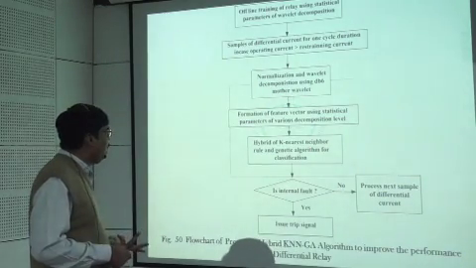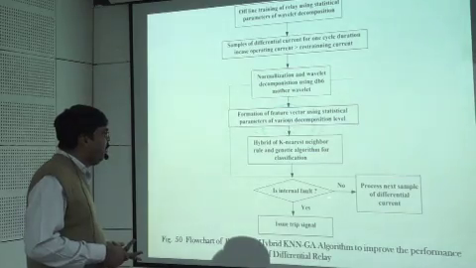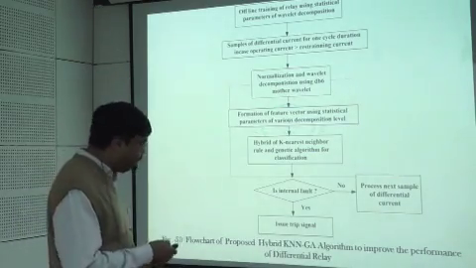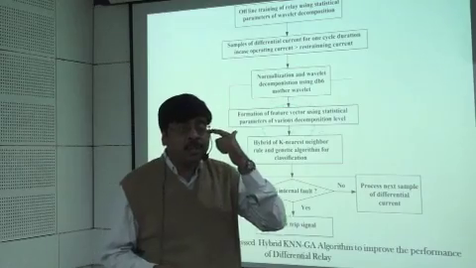If that sample is a fault, the relay should issue a trip. If it is not a fault, process the next sample of differential current. And here a decision is taken based on the data of 1 cycle.